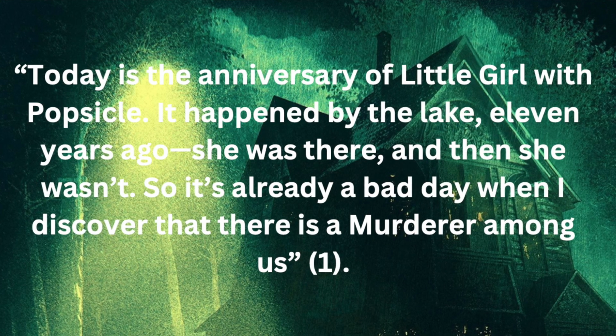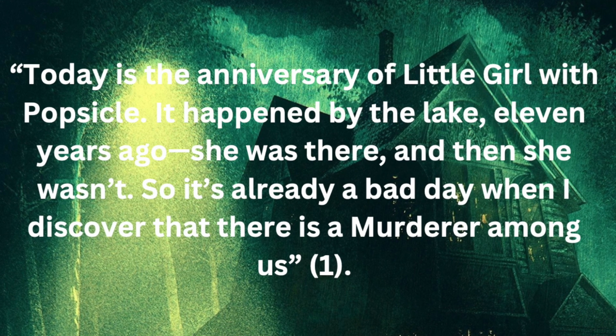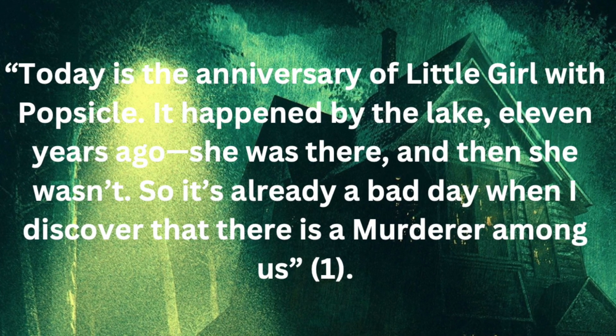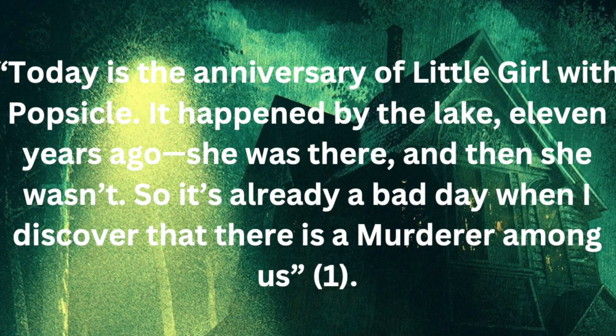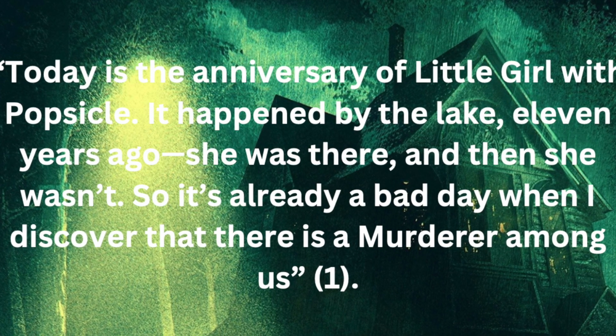In the very first sentence of the novel, Ted Bannerman mentions the disappearance of Little Girl with Popsicle and that there is a murderer walking around. "Today is the anniversary of Little Girl with Popsicle. It happened by the lake 11 years ago. She was there and then she wasn't. So it's already a bad day when I discover that there is a murderer among us."